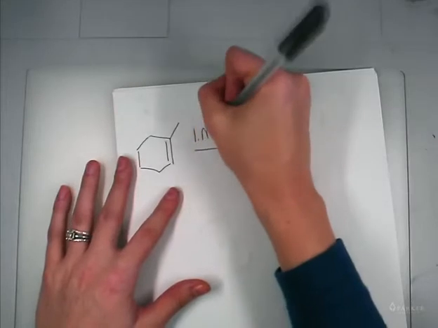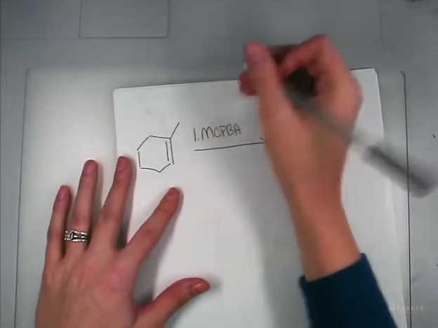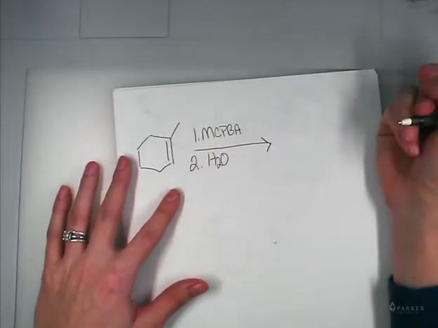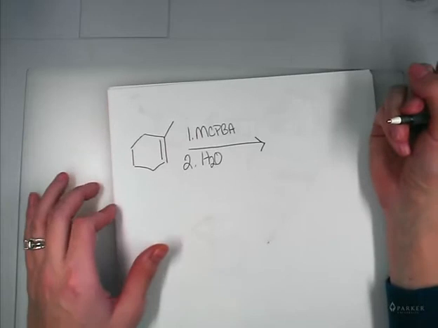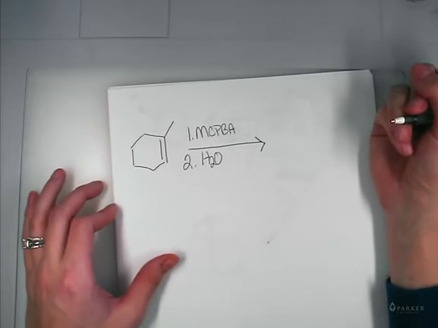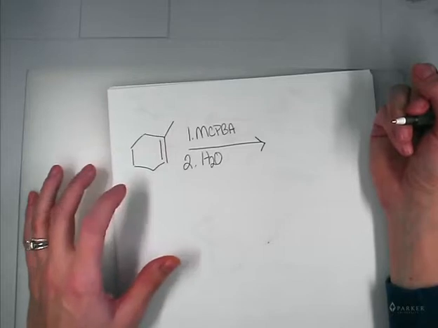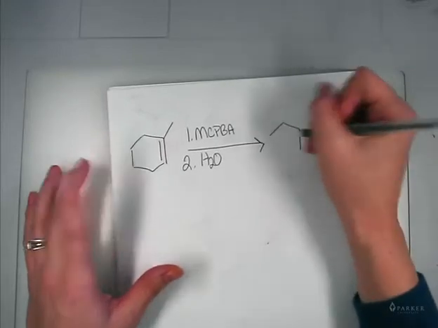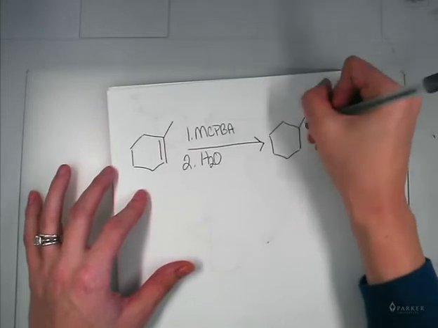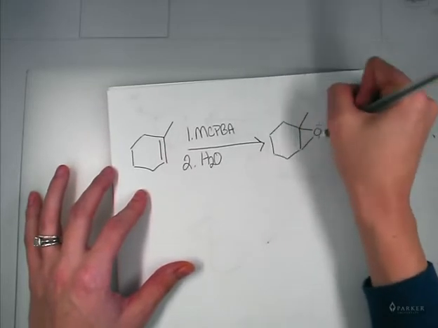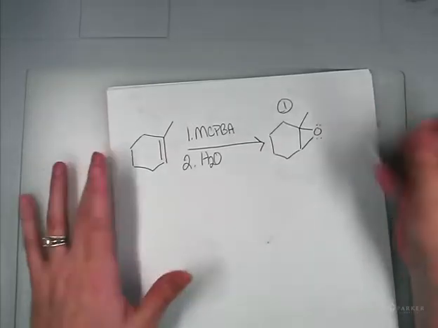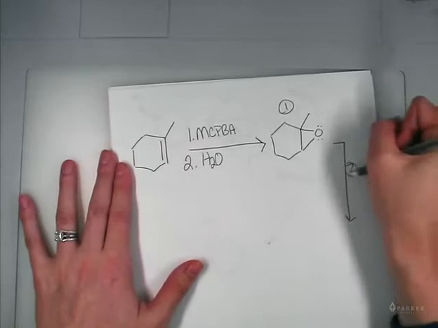And I can say step 1, MCPBA, and step 2, add water. So what does MCPBA do? It makes the epoxide where the double bond is. So I'm just going to label this as step 1. And now let's do step 2 right here.